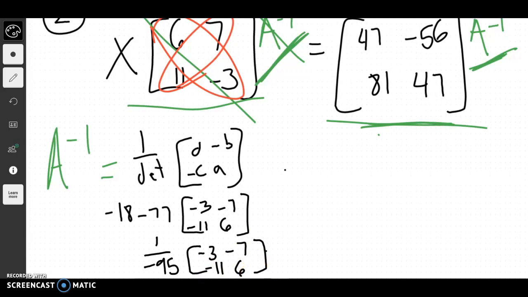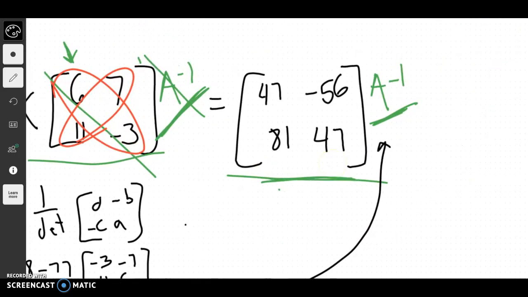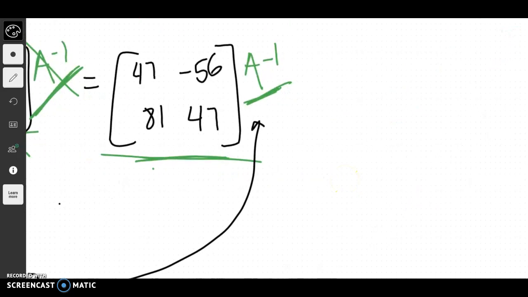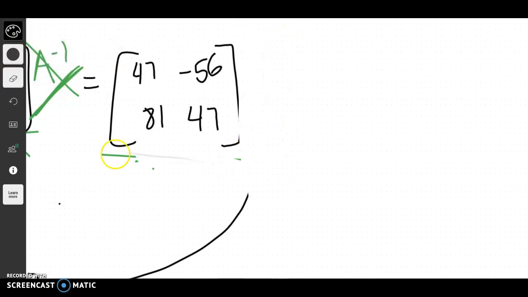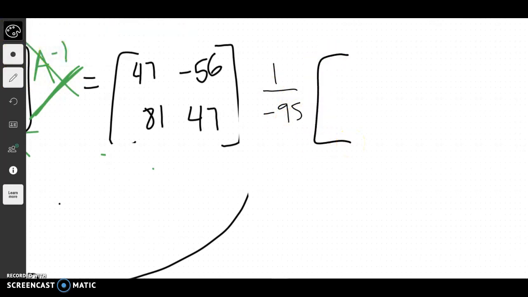Now that's the inverse, so we would need to times it over here. So let's do that. And whatever we get should be our answer. I'm going to erase some of the stuff so that I can have some room to work. So this is 1 over negative 95. And the matrix that we had here was negative 3, 6, negative 7, and 11.